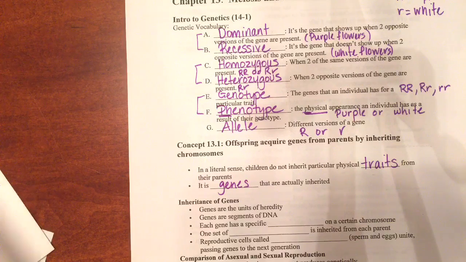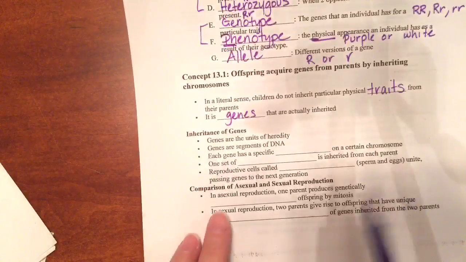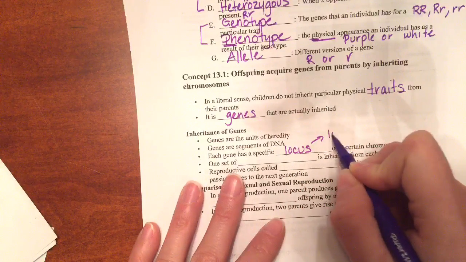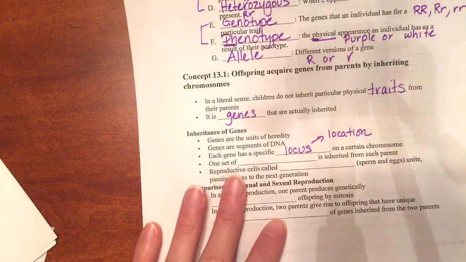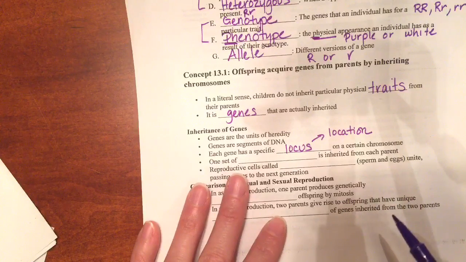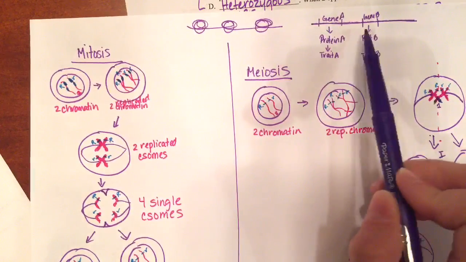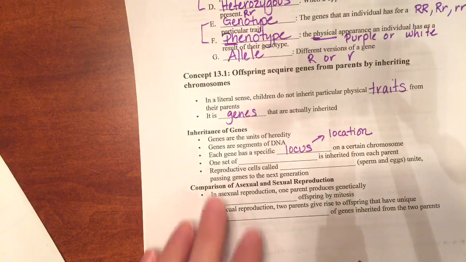So what are genes? Genes are units of heredity. They're segments of DNA, all of which we just reviewed. Each gene has a specific locus. I want you to know that this word locus means location on a certain chromosome. So that's what I was just talking about. That's what we did when I drew the piece of DNA and said, you know, there's a specific spot for gene A, gene B, and so on. So they have a specific location on a specific chromosome.